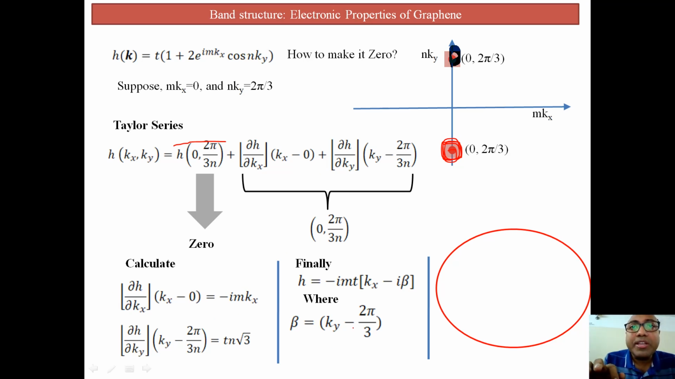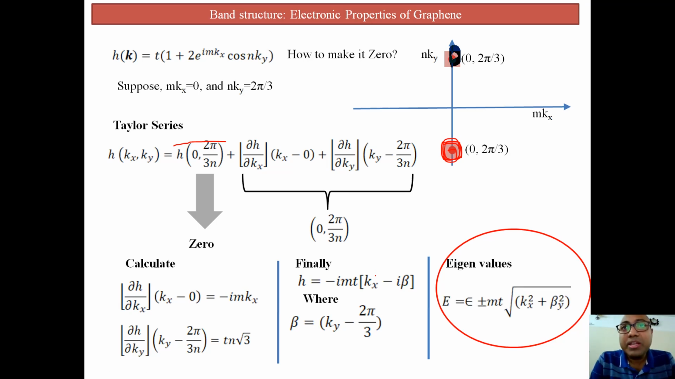So and beta qi by 2 pi. Now it is h is equal to imt kx minus i beta, and you know that what is my eigenvalues? Epsilon plus minus of h. Now since it is a complex number, what is the way to find out complex magnitude of the complex number? You know. So finally you will get, this is my eigenvalues, right? So this is the eigenvalue. Sometimes it's reported in whatever papers that I forwarded.